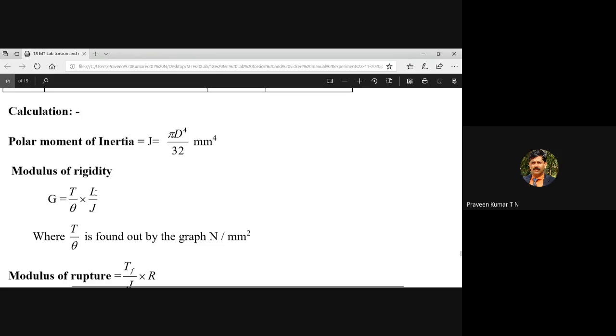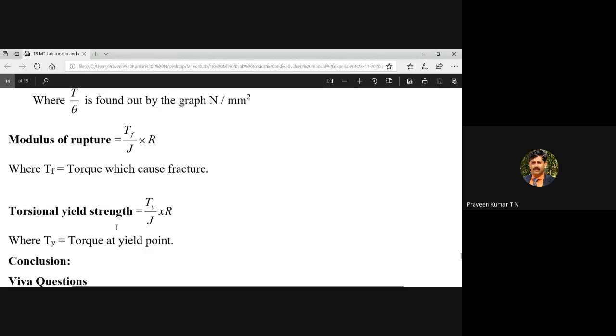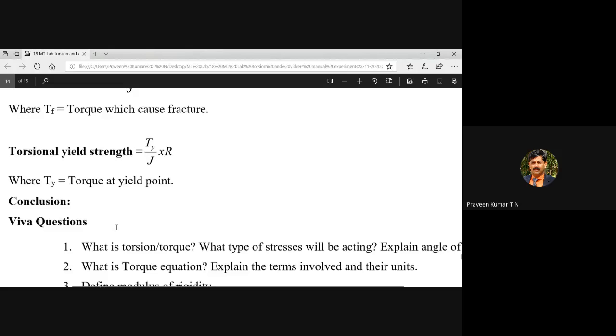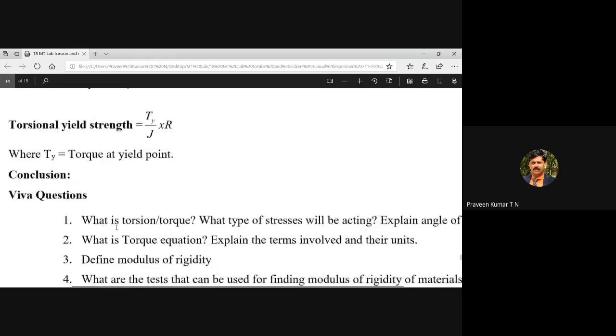L is constant for the given specimen. J is also constant. So T by theta is nothing but the slope of the graph. You have to plot the graph of T versus theta. If you multiply the slope of the graph by L by J, then you get the rigidity modulus. Then modulus of rupture, we know, is the final torque T_F divided by J by R. Yield strength is the yield load, when the shaft yields, divided by J by R. R refers to radius. So this is a brief discussion of the formulas.